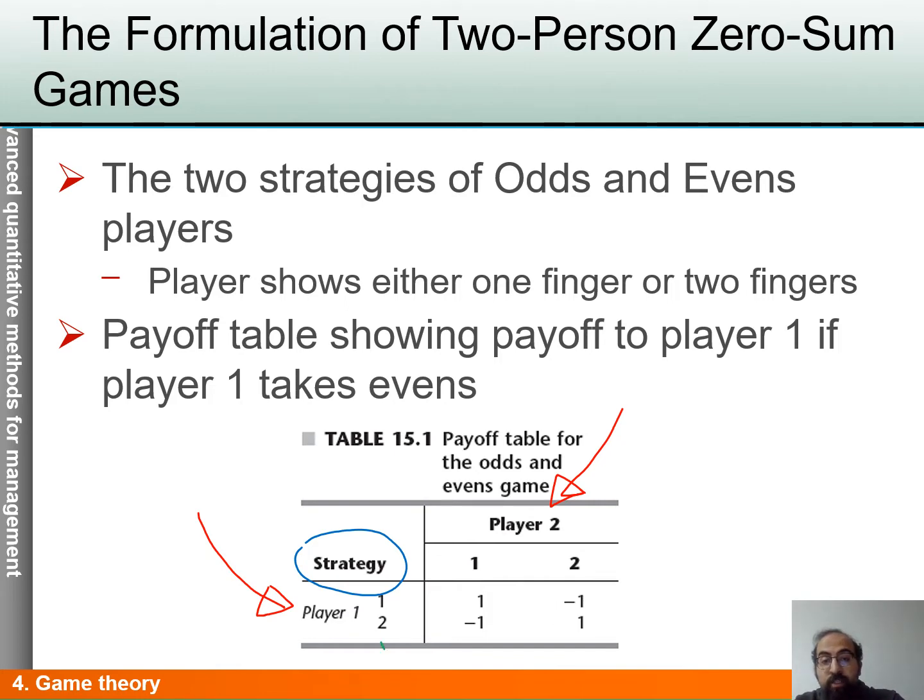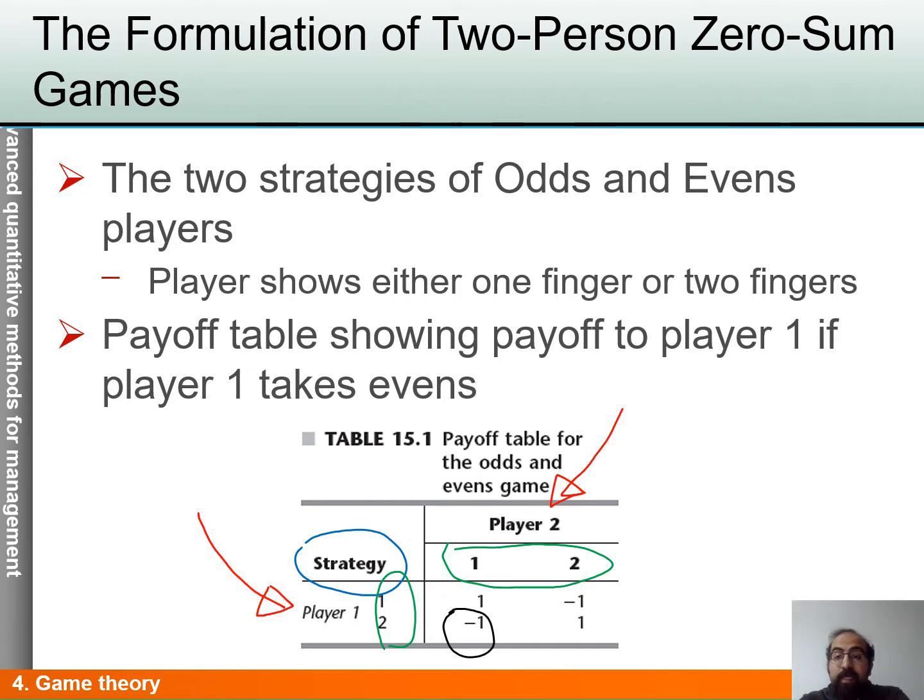In this case, you see player 1 has 2 and player 2 has 2 strategies. Do you remember? Showing one finger or showing two fingers. One strategy or two strategy. While we have the same strategies for player 2. So, what are these elements? As an example, what is the meaning of this -1?